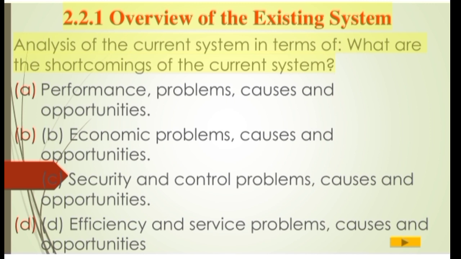Analysis of the current system in terms of what the shortcomings of the current system are. A. Performance, problems, causes and opportunities. B. Economic problems, causes and opportunities. C. Security and control problems, causes and opportunities. D. Efficiency and service problems, causes and opportunities.